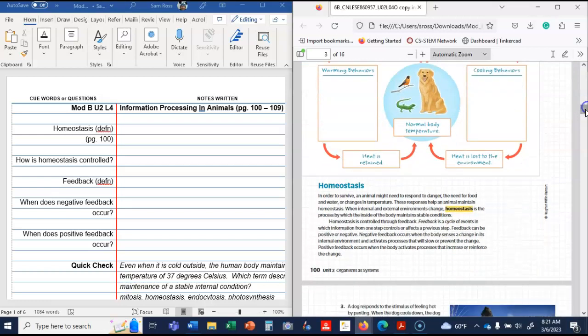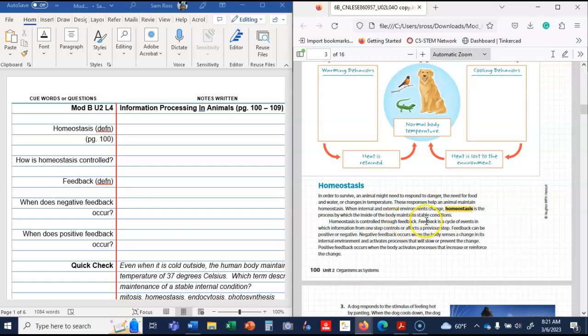But first, the definition is here on page 100. Homeostasis is the process by which the inside of the body maintains stable conditions. How is homeostasis controlled? Homeostasis is controlled through feedback.